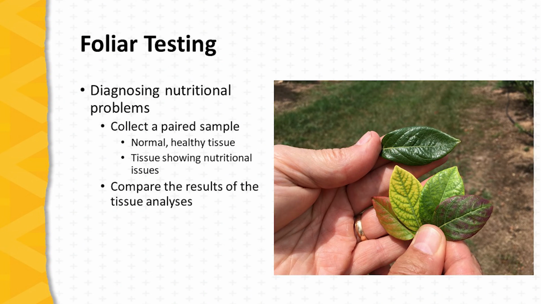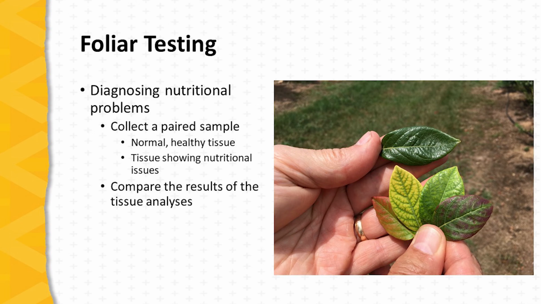Foliar testing is also a useful way to help diagnose nutritional problems in fruit crops. As we see in this picture here, blueberry nutrient deficiencies can look like various types of foliar symptoms, and it can be difficult from just a visual analysis to determine what the underlying cause is. But in the case of a foliar test, this can help us diagnose the problem.